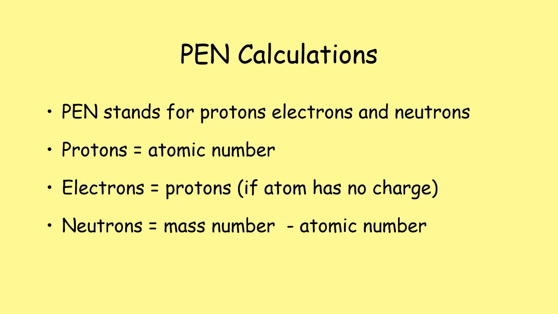Now, one thing you can be asked to do with the atomic number and the mass number is do PEN calculations, where PEN stands for protons, electrons, and neutrons. We can always work out the number of protons because that is always equal to the atomic number. If it is a neutral atom, the number of electrons is going to be the same as the number of protons because the atom has no charge. And the neutrons, we can always work out by having the mass number and taking the atomic number away from it. So mass number minus the atomic number. That is your big number minus your small number.